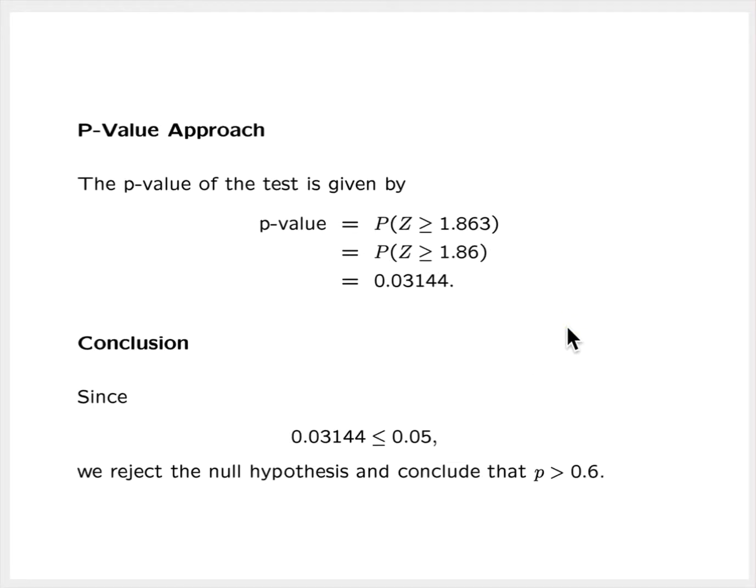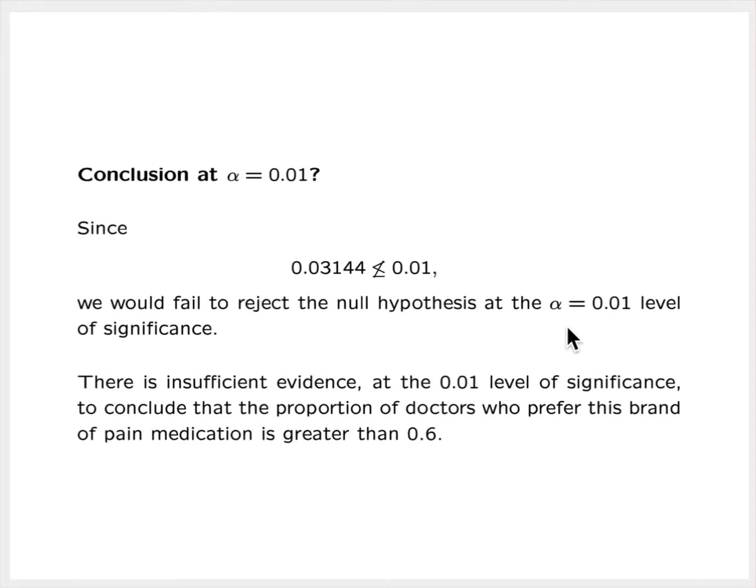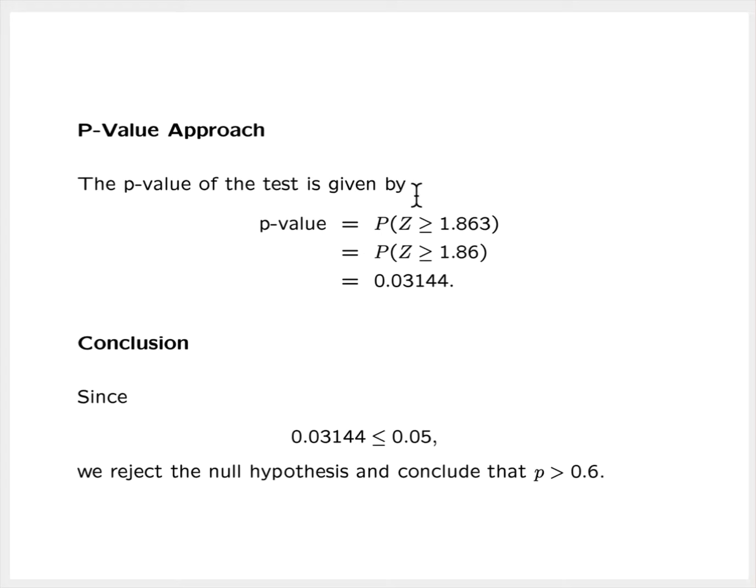Now, instead of using the test statistic and critical point method, we could use the p-value approach. And so because this is a right-tailed test, the formula for the p-value is the probability that the standard normal random variable z is greater than or equal to the observed value of the test statistic, which was 1.863. And because in the standard normal table the z values are given to only 2 decimal places, I'm just going to round.